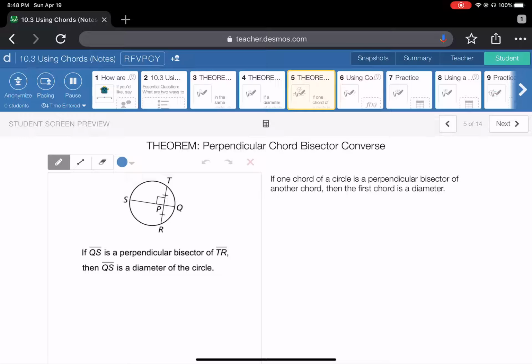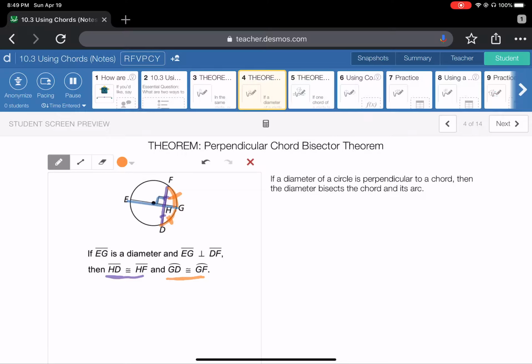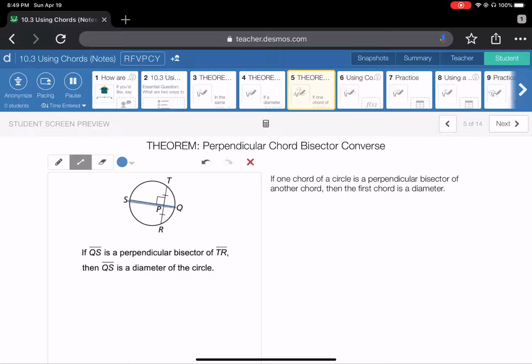One last theorem before we go to our first example is the converse of the perpendicular chord bisector theorem. If one chord of a circle is a perpendicular bisector of another chord, then the first chord is the diameter. The converse works just like it makes sense. In this one, you can't see that the chord goes through the center. In the previous one, it clearly went through the center point, but here we don't have the center point. So if I have a chord, say QS, and I notice that it creates a 90-degree angle with some other chord, then I know that QS has to be a diameter, because only the diameter can perfectly cut a chord in half.